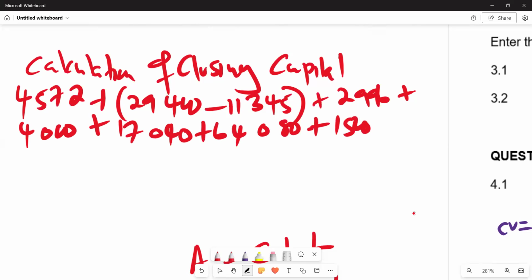So we do as such. You'll see that the answer that we are going to get there is going to be 112,243. So this is our asset total.